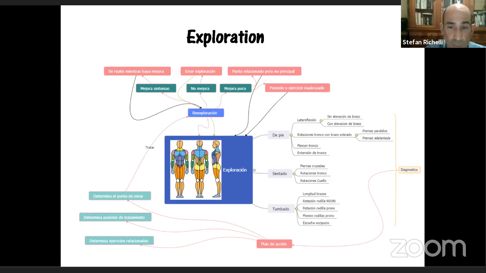Then we make movements in standing position. Then we make movements in sitting position. And then we make movements in lying position. Why do we make it in three different positions? Because when we stand, we have an influence from our legs. The tension of the legs has a direct influence on the trunk and the arms.